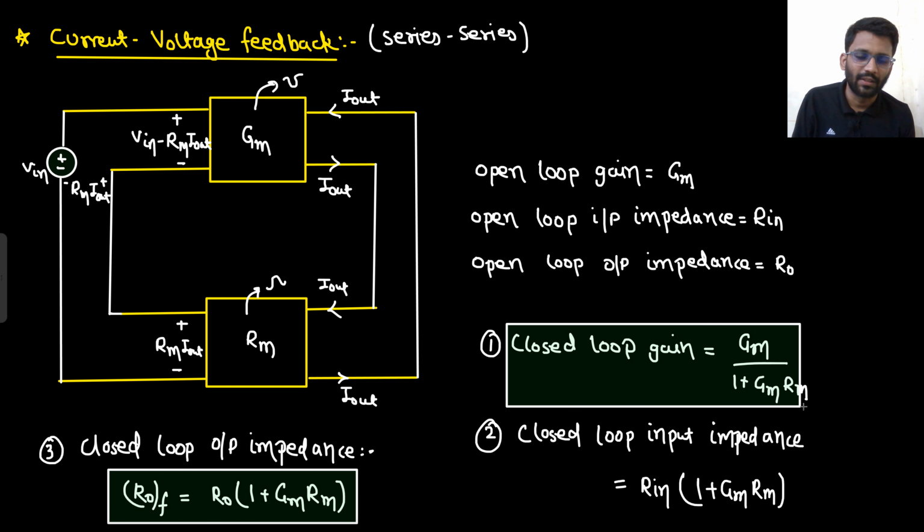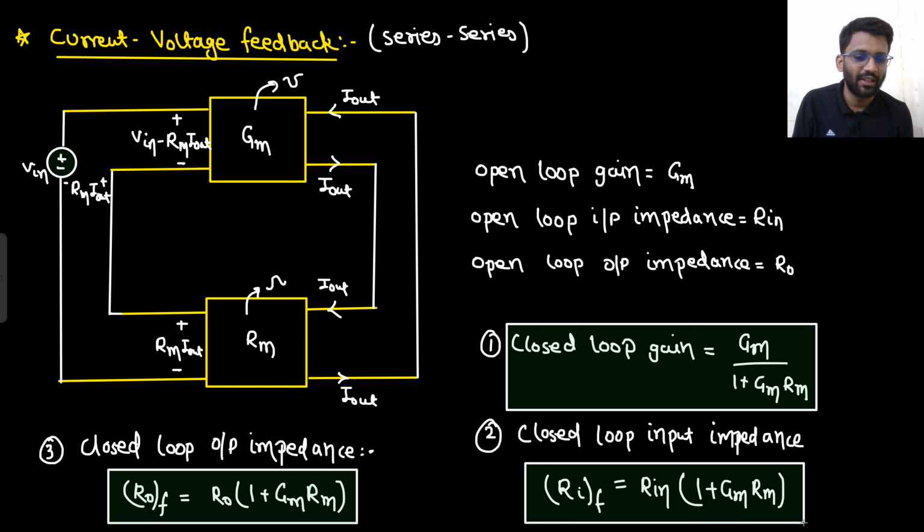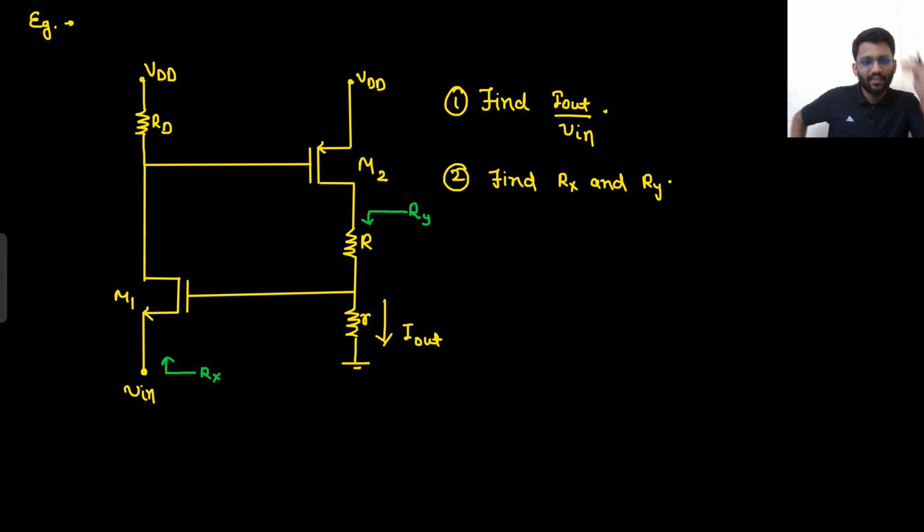This is your closed loop gain. This was your closed loop input impedance. Right? So in this manner you can write down without even deriving the expression. Well and good. Now let's see the question directly. First thing, determine what kind of feedback is that. I am giving you 30 seconds for this. Tell me what kind of feedback is that.